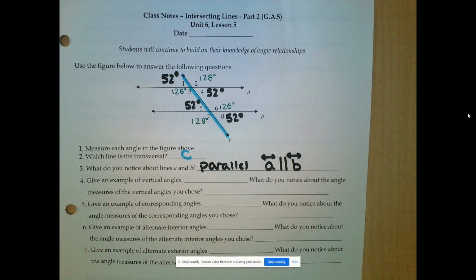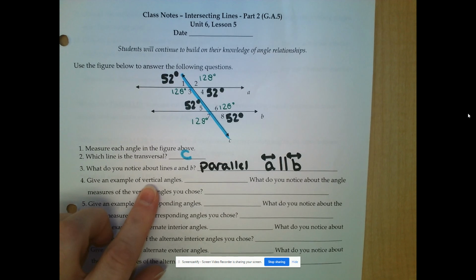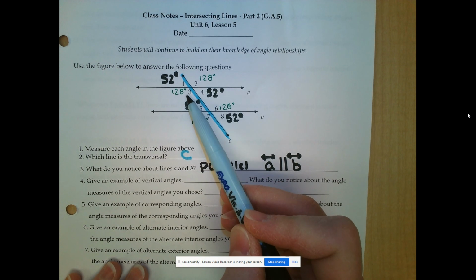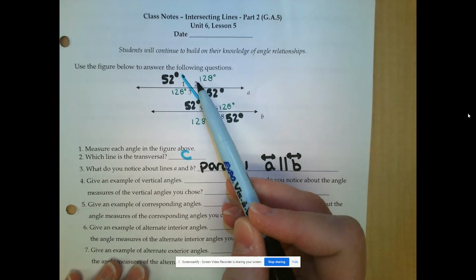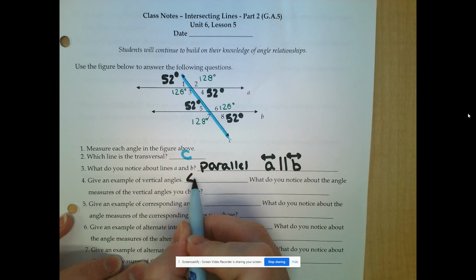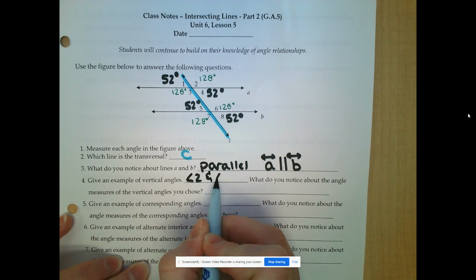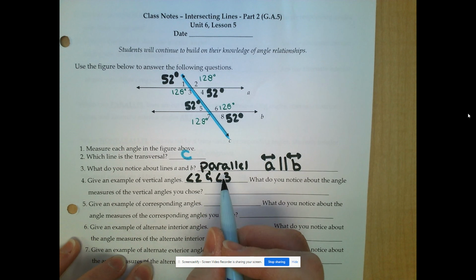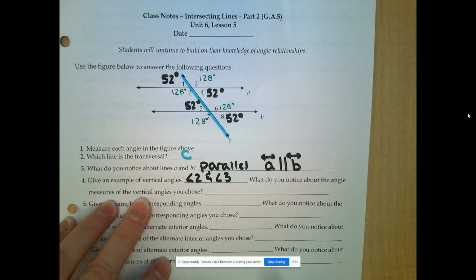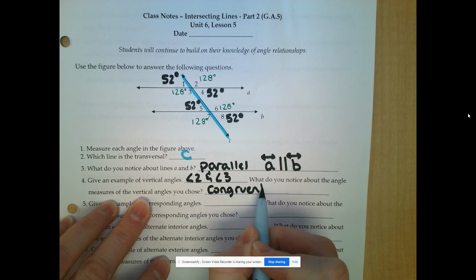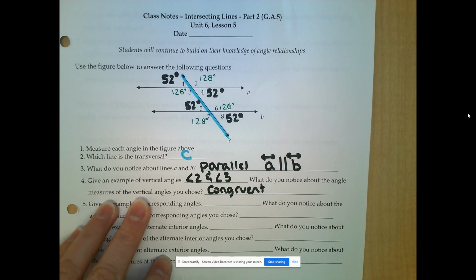So give an example of some vertical angles. Vertical angles are the ones that I also sometimes call scissor angles. And vertical angles in this case would be, for example, 2 and 3. They are open the same amount, you'll notice, right? Angle 2 is 128 degrees, angle 3 also 128 degrees. So I could say angle 2 and angle 3. Notice I didn't use the plus sign. I'm not adding them together. I'm just listing a pair. What do you notice about the angle measures of the vertical angles? They are congruent, which is the math word for equal in size.